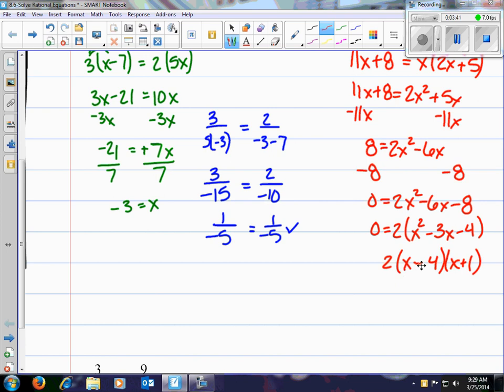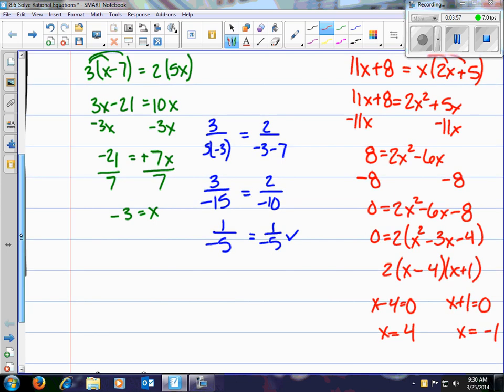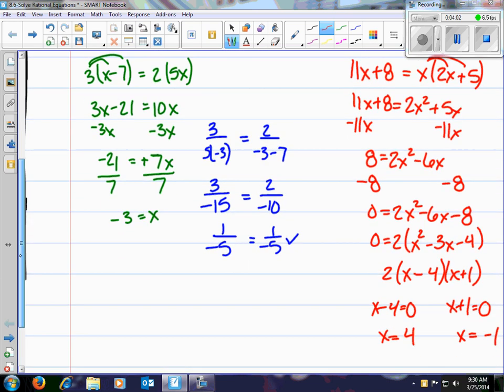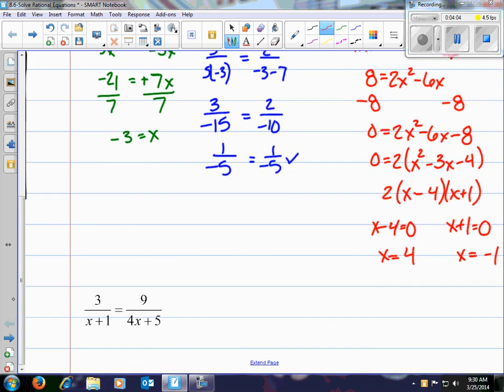So now I just set everything equal to 0. So I have x minus 4 is equal to 0, and I have x plus 1 is equal to 0. So I have x equals positive 4 and x equals negative 1. And then I would go back and plug it into my original equation to make sure they work. And you can do that on your own.